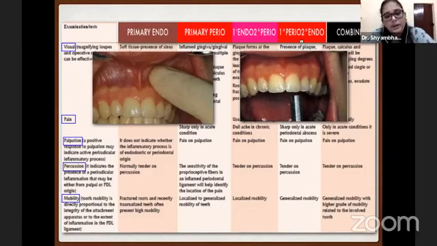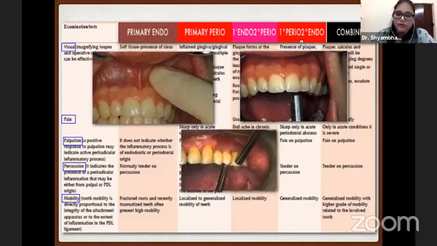In case of primary endo and secondary perio lesions also, there will be localized mobility. In case of primary periodontal and secondary endodontic lesions, there will be generalized mobility. And in true combined lesions, again, there can be generalized mobility with high grade mobility, or it can be localized mobility depending upon the degree to which the tooth is involved. Now, this is how the mobility can be checked by using the blunt ends of two hand instruments.